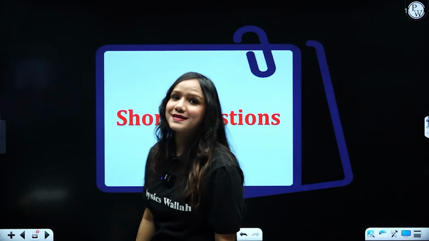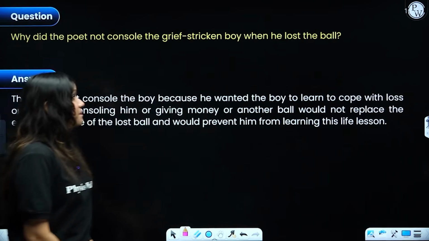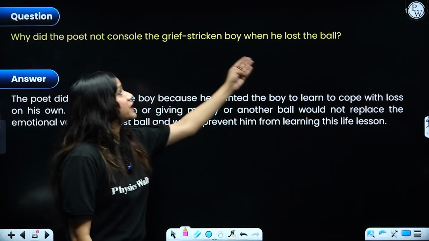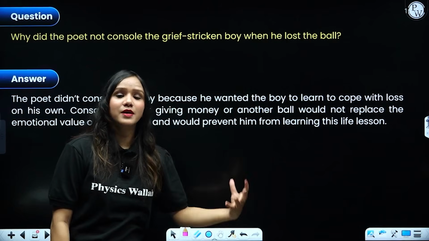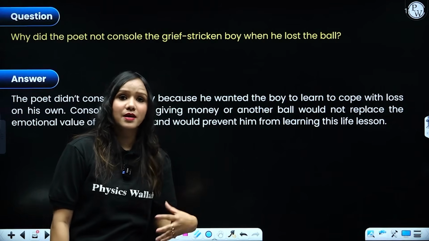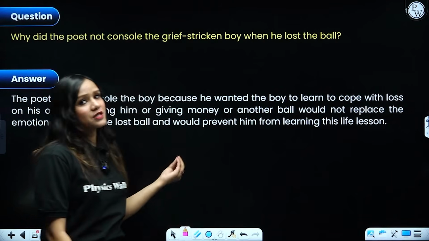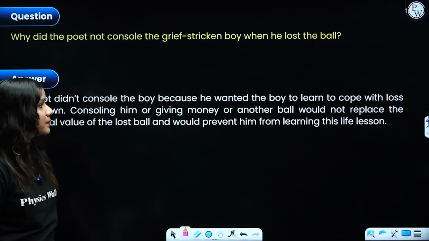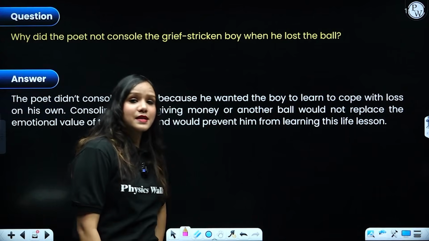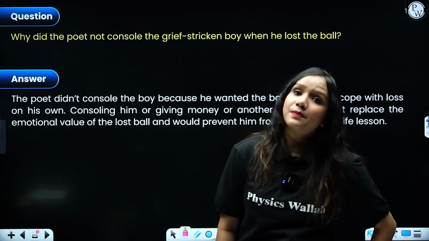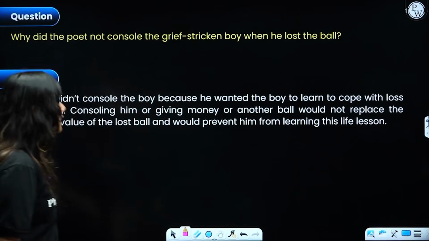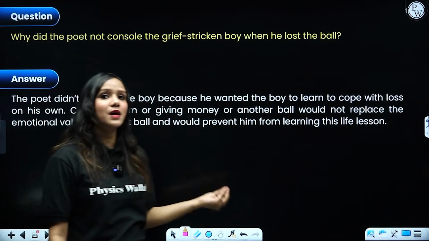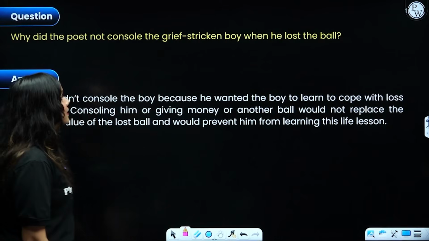Now, let's understand short questions which are expected in your exam. Why did the poet not console the grief-stricken boy when he lost the ball? Because he thought that no amount of consolation, no amount of money can buy those things which were attached to his childhood memories. So he says nothing can console the boy, and I will not try to pacify him. He must learn the sense of responsibility and how to cope with the loss of something valuable in life, right? Giving him money or another ball would not replace it, because it is not the ball that matters, it is the memories attached to it.